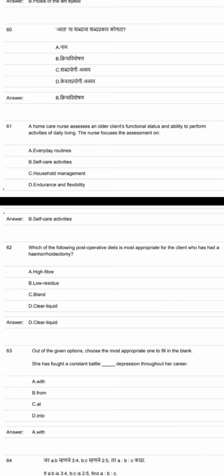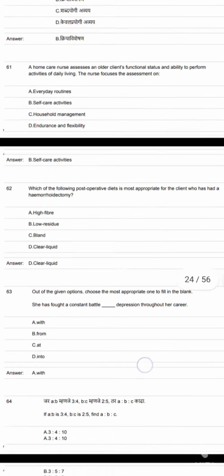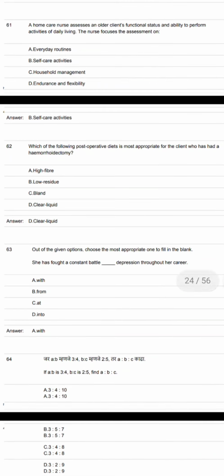62. Which of the following post-operative diets is most appropriate for the client who has had a hysterectomy? The answer is D. Clear liquid.